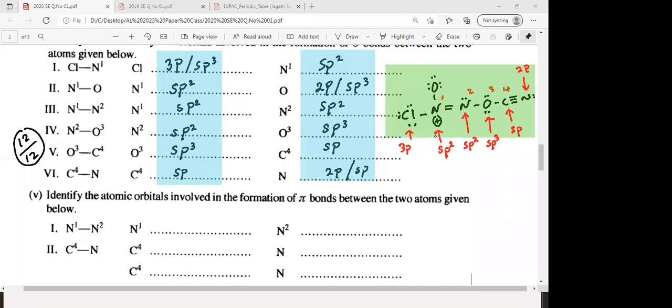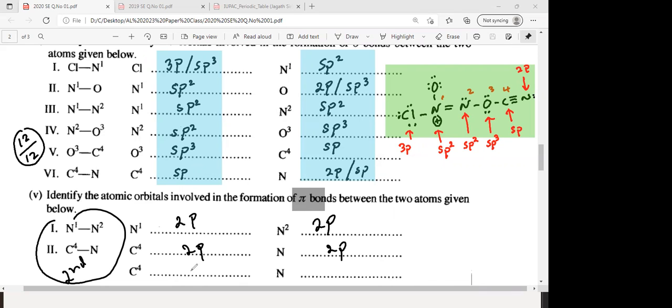The next one also is very easy. 5 bonds. I told you the short method. 5 bonds are formed by 2p, 3p, 4p, whatever, only p. Since nitrogen and carbon all belong to the second period, therefore 2p, 2p, 2p. Why? 5 bonds form only by p orbitals. If it is the second period, 2p; if it is the third period, 3p. Very easy. Is that clear, everyone?